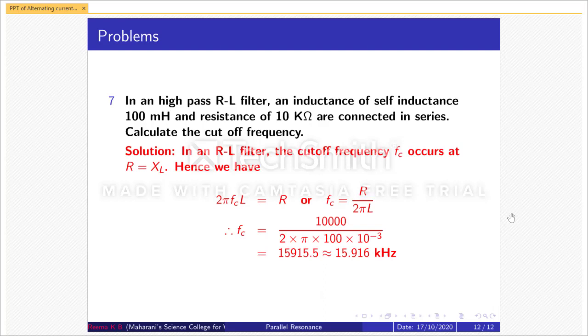Solution. In an RL filter, the cutoff frequency Fc occurs at R = XL. Hence, we have 2 pi Fc L = R, or Fc = R by 2 pi L. Therefore, Fc = 15.916 kilohertz.